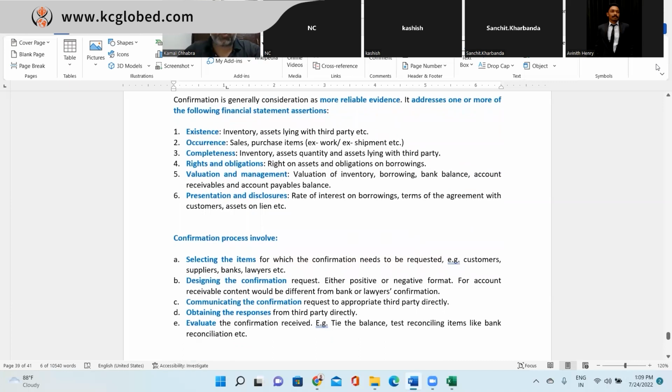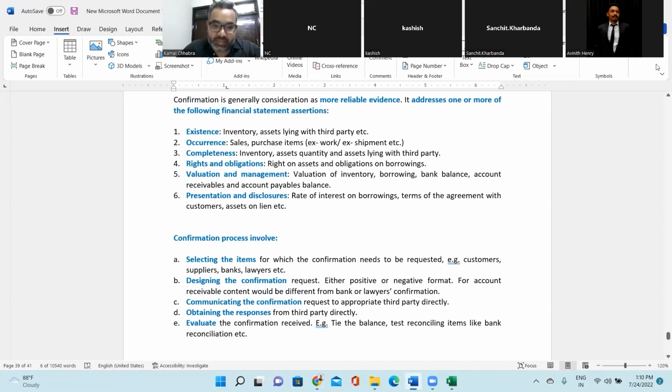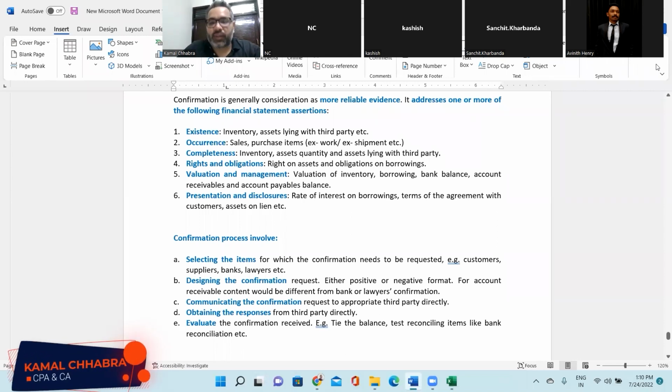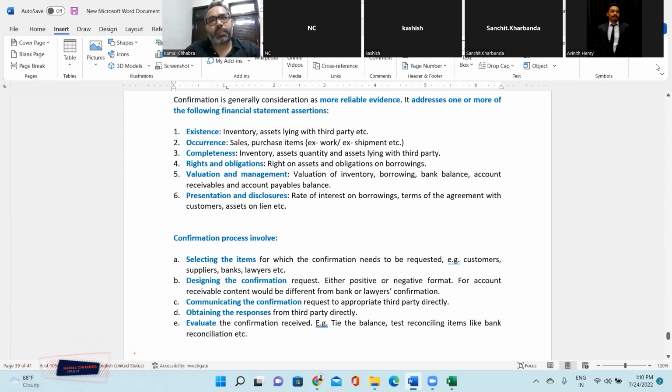Confirmation is generally considered more reliable evidence. It addresses one or more of the following financial statement assertions. Existence: the inventory is lying with the third party. If the third party confirms that the inventory of that particular company is lying with them, and this much is the quantity and this much is the value, it gives you comfort over the existence of inventory, and also completeness as well as rights and obligations. So one confirmation can serve multiple assertions.